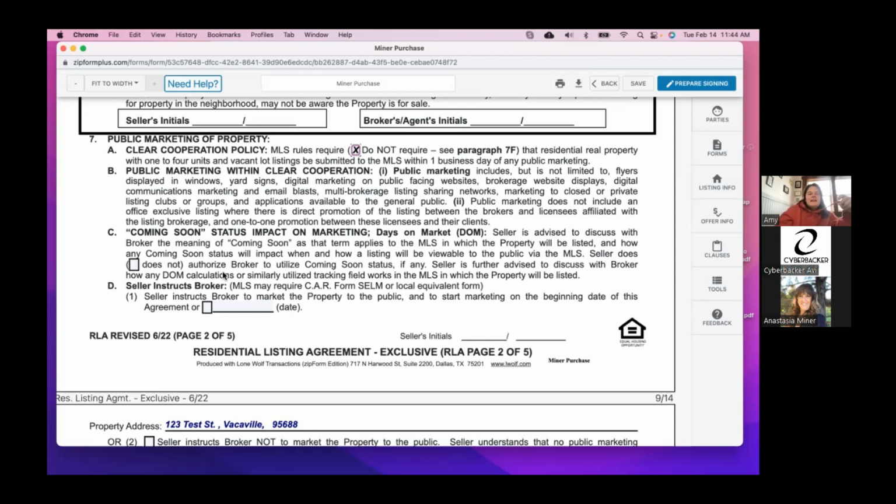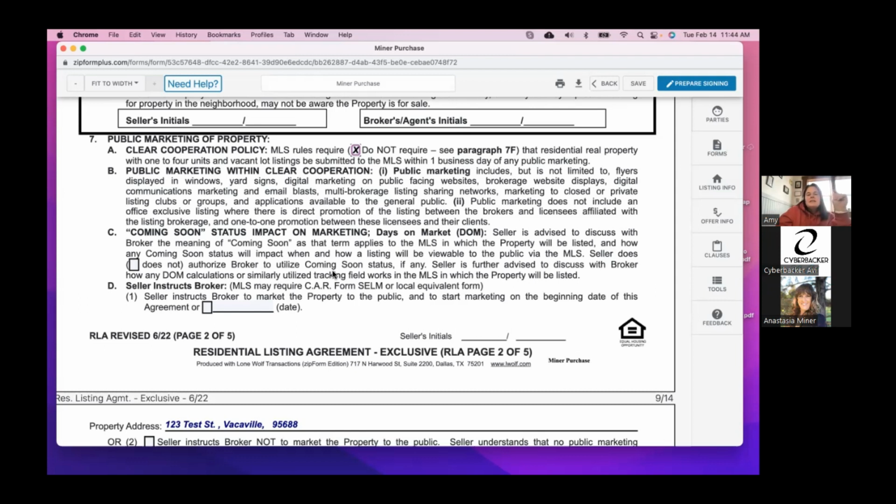Coming soon, status impact on marketing, days on market. Seller is advised to discuss with the broker the meaning of coming soon, as that term applies to the MLS in which the property will be listed, and how any coming soon status will impact when and how a listing will be viewable to the public via the MLS. Seller does authorize broker, right? So the default is seller does authorize. If we check the box, does not authorize broker to utilize coming soon status.